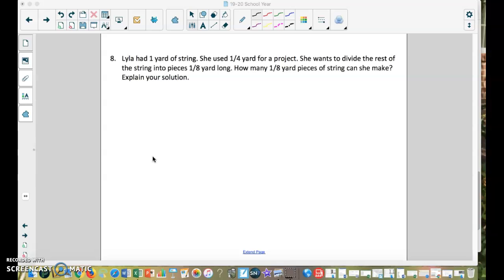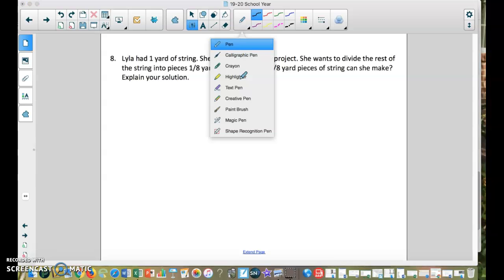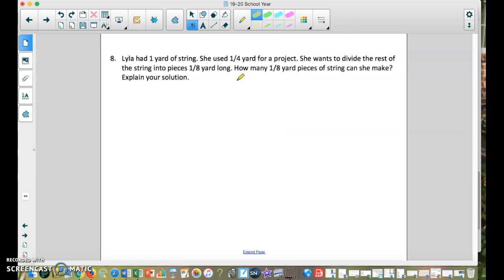Hey guys, so a couple of kiddos expressed some concern in tonight's review and then tomorrow's test. So just to kind of ease the anxieties and help you through a problem, here's number 8 of the review. So we're going to start by reading, highlighting, and annotating some important information.